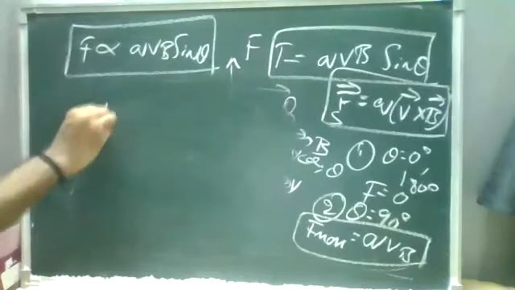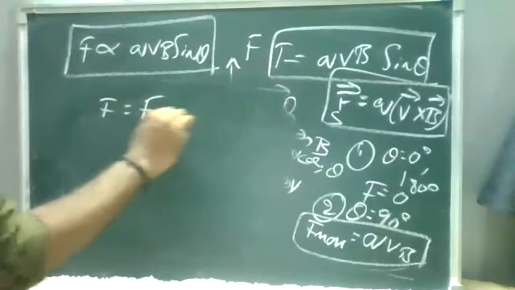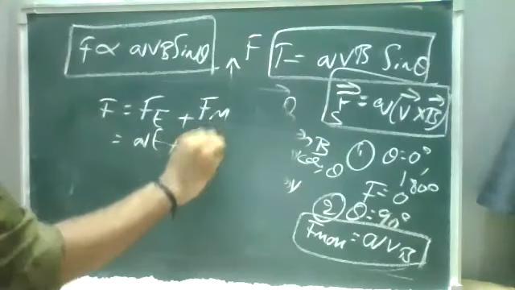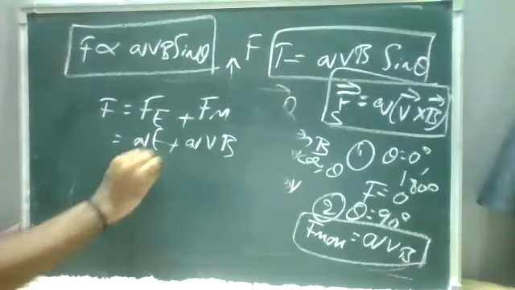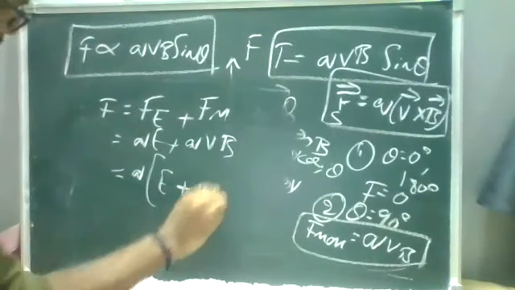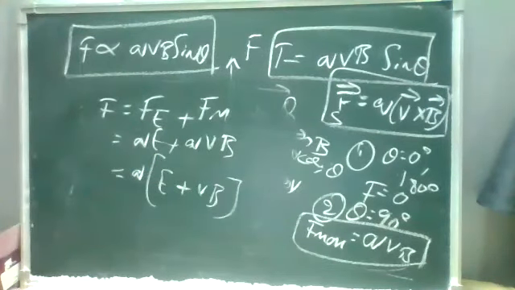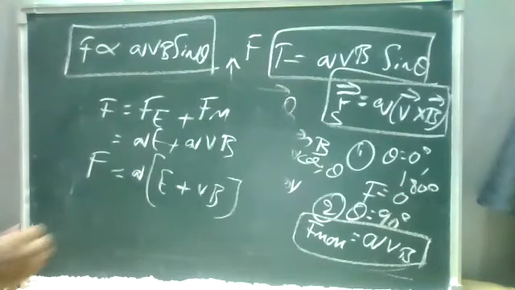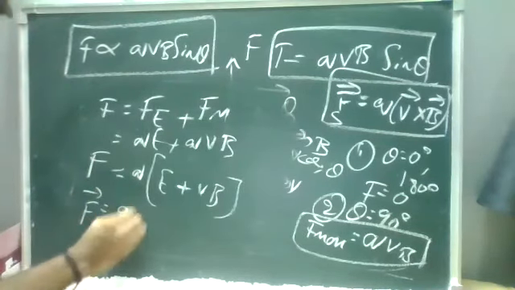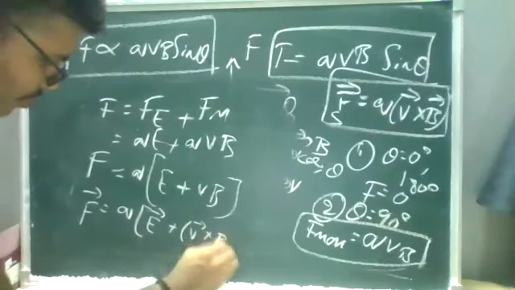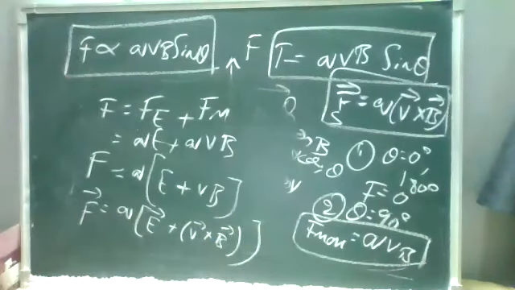So F is equal to electrical force plus magnetic force. So it is qE plus qvB. Taking q common, it is q times E plus vB. And remember, the angle theta is 90 degrees, I am discussing based on the maximum force. This is your force. When I mention it in vector form, F vector is equal to q into E vector plus v vector cross B vector. This is your Lorentz force.